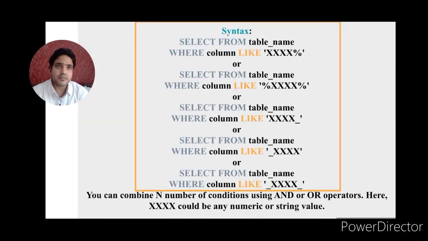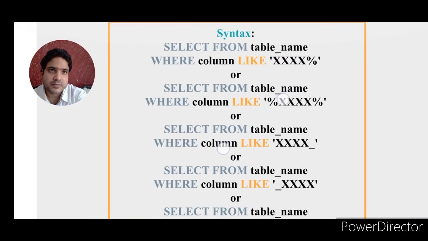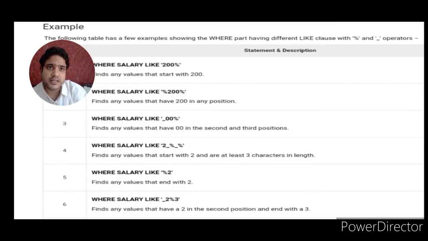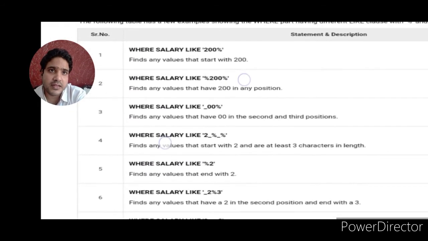For example, this is the basic syntax: select from table name where column, meaning attribute name, like 'x%'. Here x is maybe any character. Percentage means further how many characters will be used, but x is a particular string, which should remain here. Other syntax you may find out, and underscore may be used. Here is the example, so you may understand.